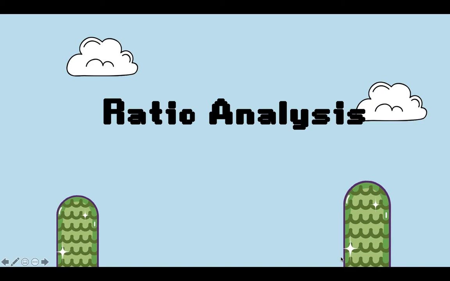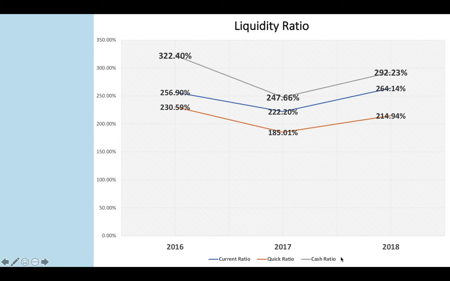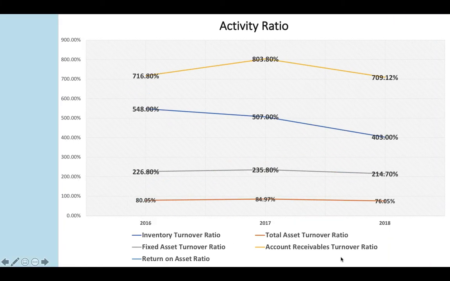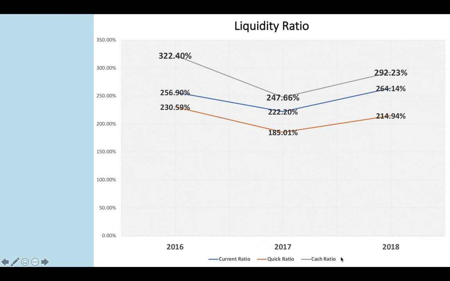The second one is ratio analysis. We use three kinds of ratio analysis. The first one is liquidity ratio, the second one is profitability ratio, and the third one is activity ratio. Liquidity ratio indicates whether a company's current assets will be sufficient to meet the company's obligations when they become due.